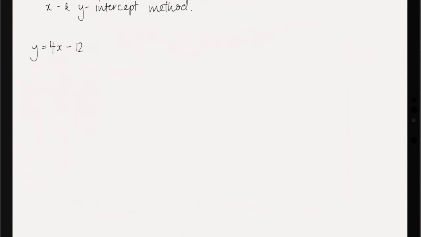So in this example here, we're given the equation y equals 4x minus 12. And we're asked to sketch the graph using the x and y-intercept method. So let's just go back and remember the method. To find our x-intercept, we know that y equals 0. And to find our y-intercept, we know that x equals 0. Looking at the equation we've been given, y equals 4x minus 12, let's break the equation down just because we know what the elements mean now.